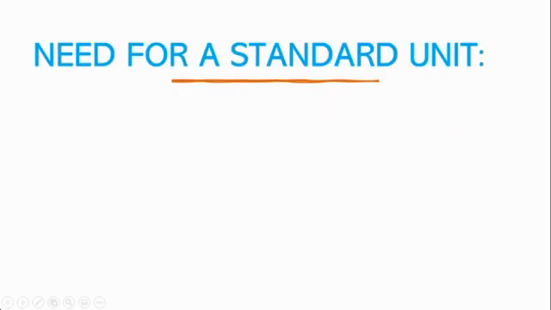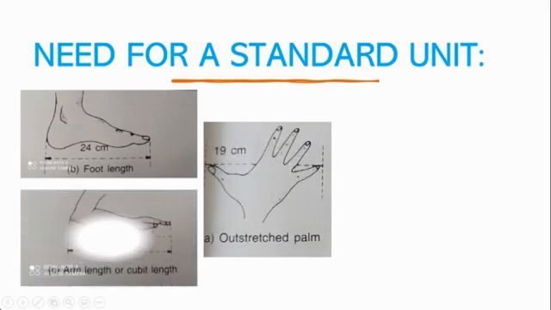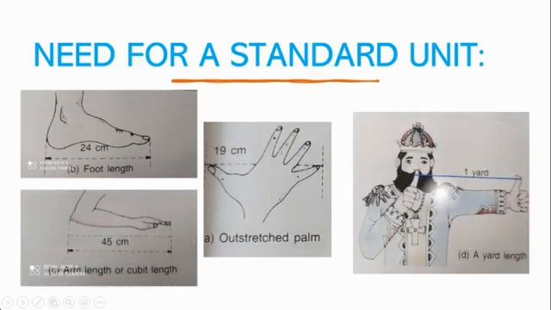Need for a standard unit. So these are the pictures which were in the olden times. So, need for a standard scale or unit. In the early days, people used to measure length with the help of parts of the body such as outstretched palm, which is here, and the foot length, which is here, arm length or cubit length, and a yard length.